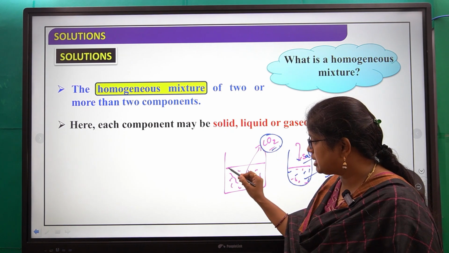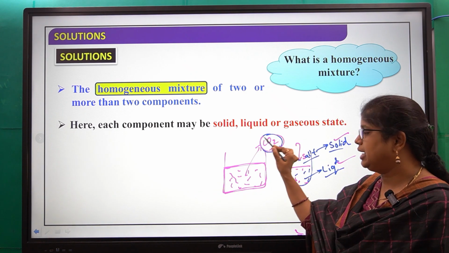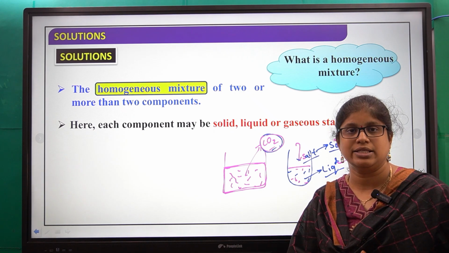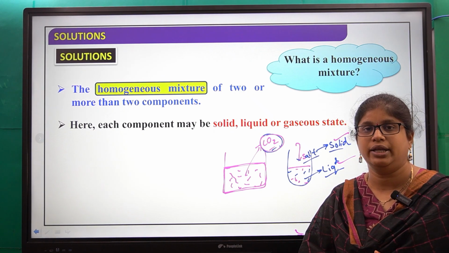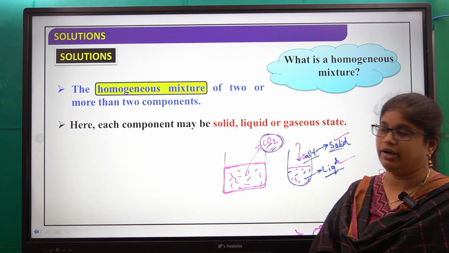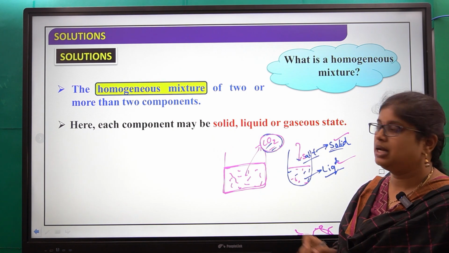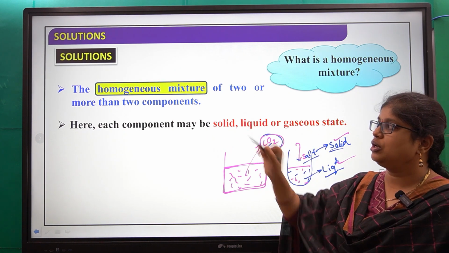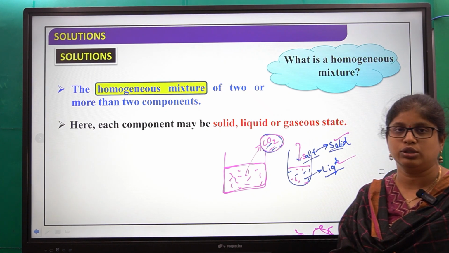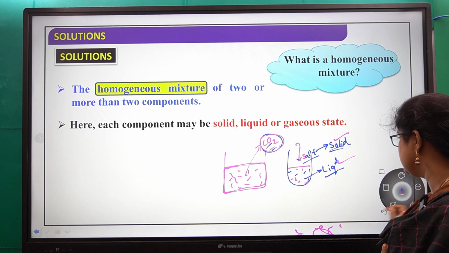So carbonated water contains carbon dioxide gas, and that is also called a solution. In that solution, one component is in gaseous state. So a solution contains two or more components, and those components may be gas, solid or liquid. Each component may be solid, liquid or gas. And what is a solution? A solution is a homogeneous mixture of two or more components. Those components may be in solid, liquid or gaseous state.